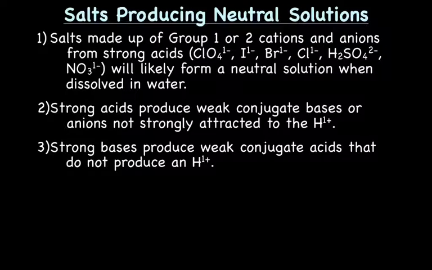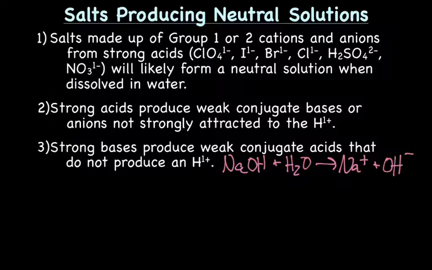Strong bases produce weak conjugate acids that do not produce an H plus. So for example, if we had NaOH, which is a strong base, when it breaks apart in water, we end up with Na plus and OH minus and still water. Again, a very one-way reaction, with the sodium being a very weak conjugate acid. So it's very much a one-way reaction.